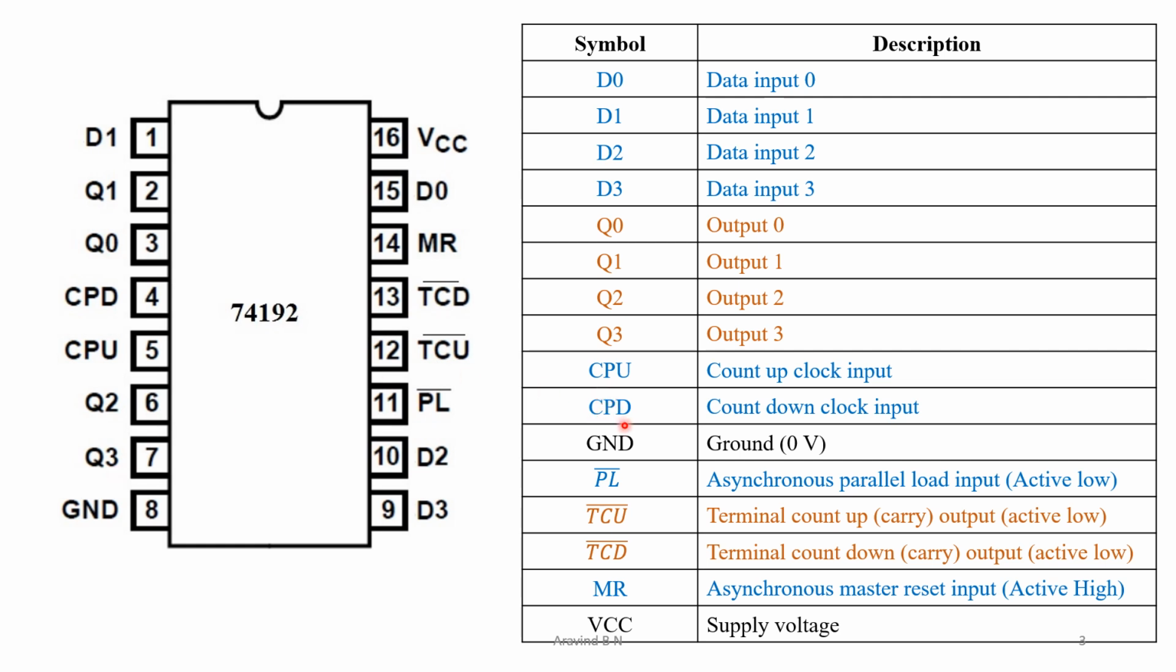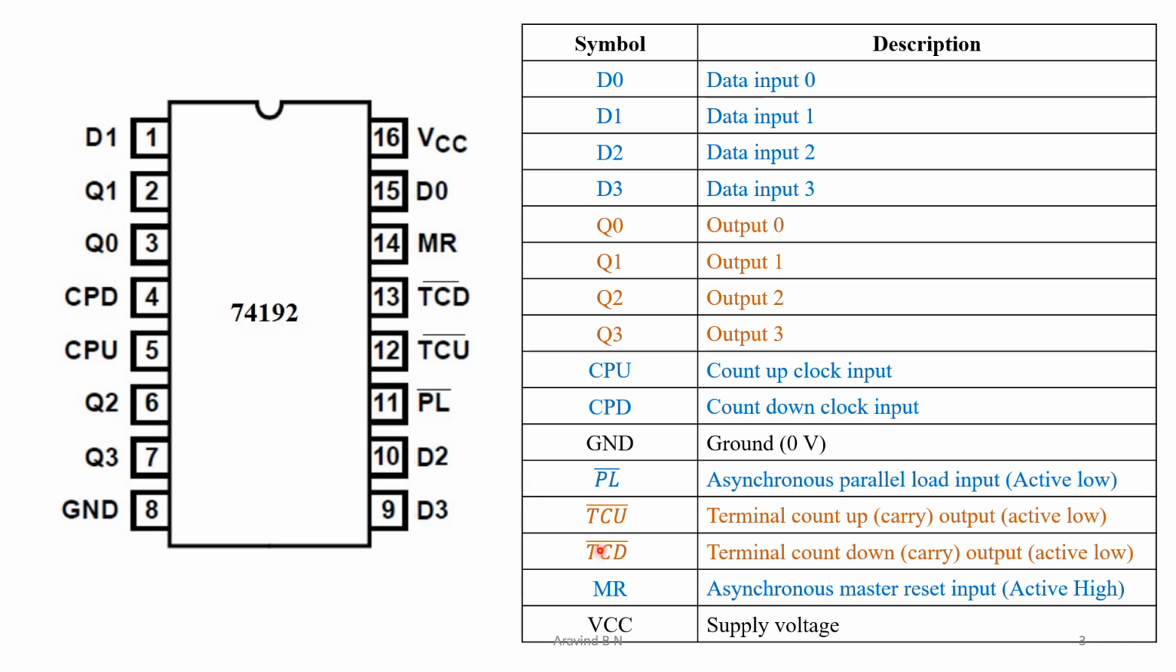Then CPU and CPD. This is the clock for the up count operation and this is the clock for the down count operation. Then there are always the ground and the VCC in the IC. And then PL bar. PL bar is an asynchronous parallel load input and it is active low in nature. Whenever we want to load these data values to the output directly, we make use of this PL bar line.